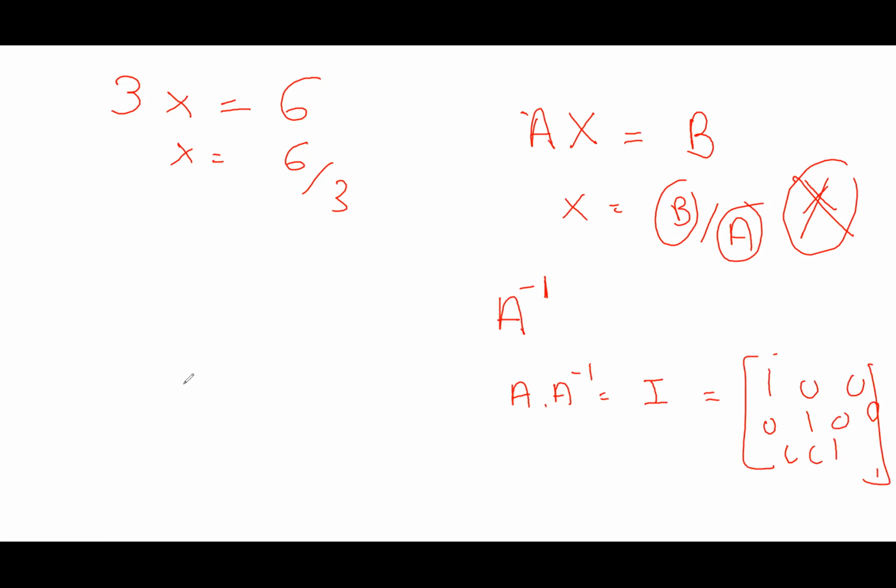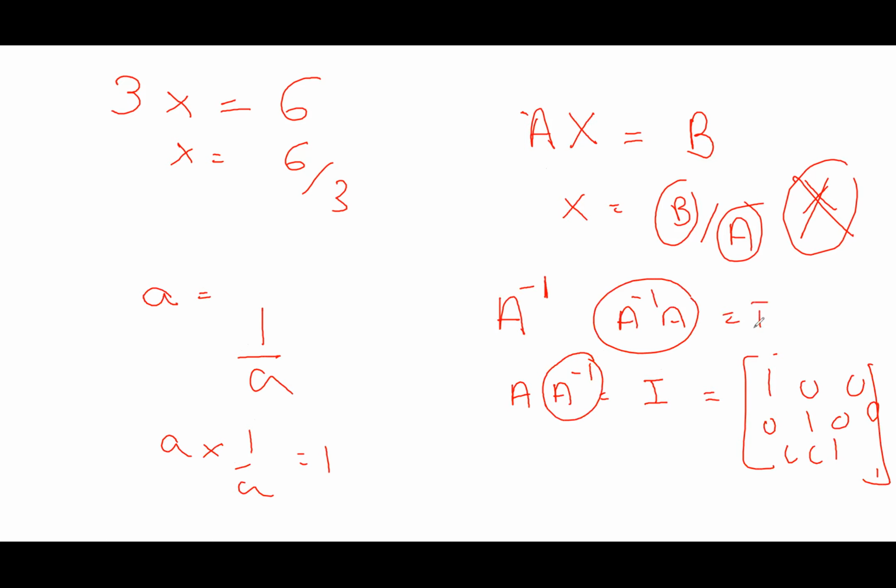Think of it similar to how you have fractions, right? When you have A, the inverse of A is 1 by A. So if you multiply A by 1 by A, you'll get 1. Similarly in matrices, you'll denote this as the inverse of A. So for solving this equation, A times A inverse or A inverse times A will give you the result, identity.